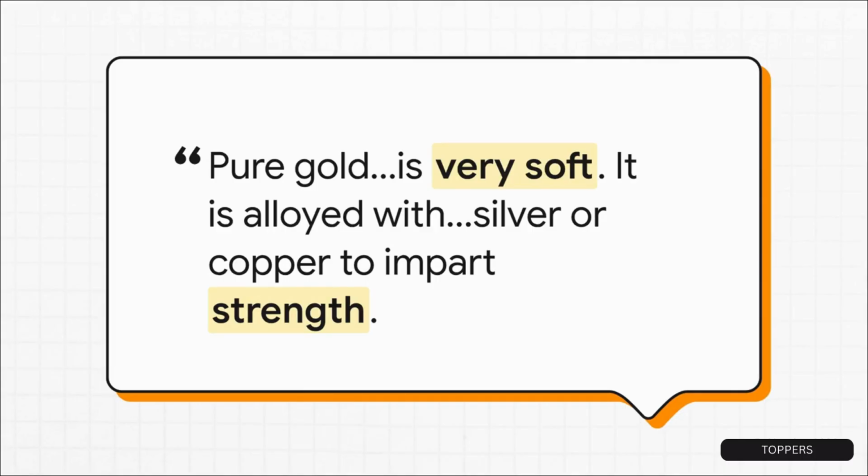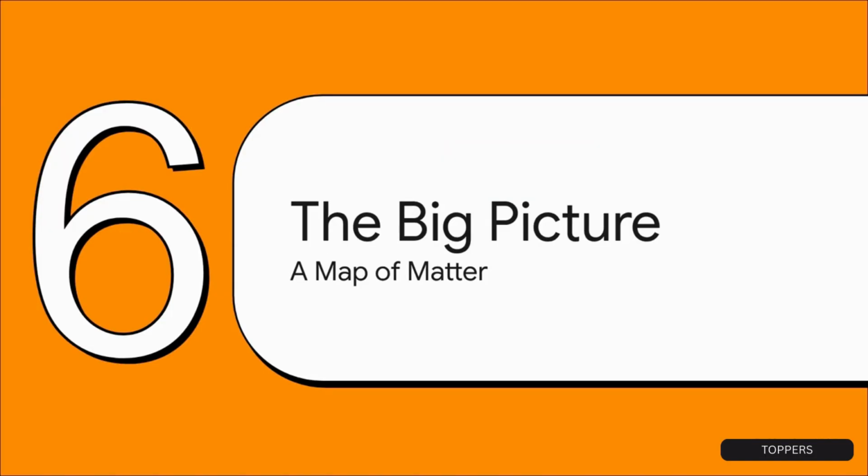Pure 24-karat gold is beautiful, but it's actually really soft. A ring made of pure gold would bend and get scratched up almost instantly. So to make it strong enough for jewelry, it's mixed or alloyed with other metals like silver or copper. We're creating a mixture to get the best properties of everything involved. Pretty clever, right?